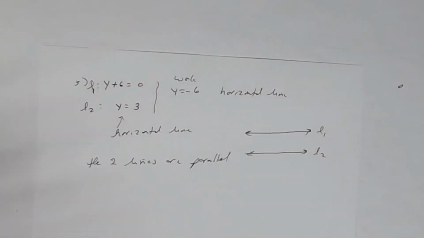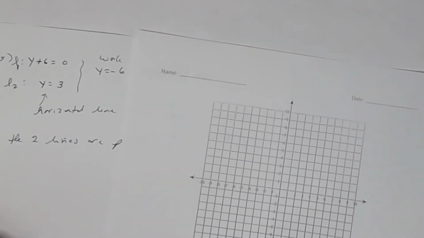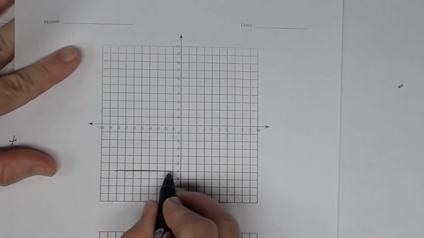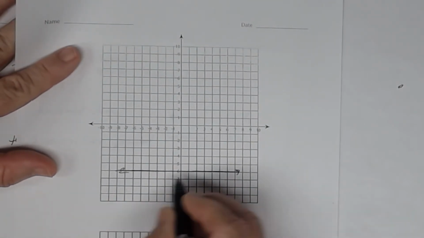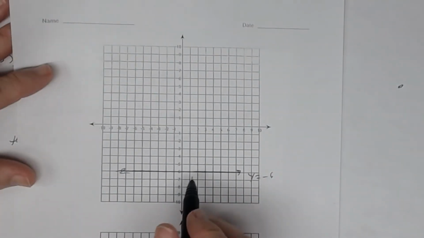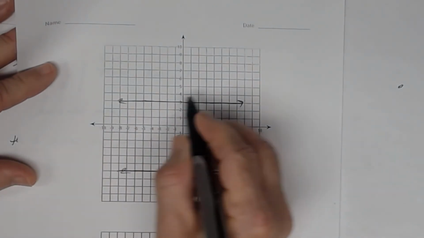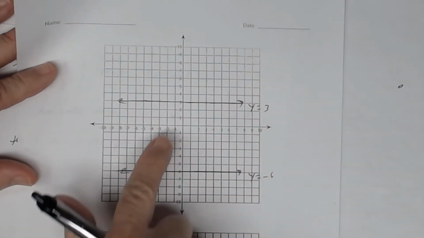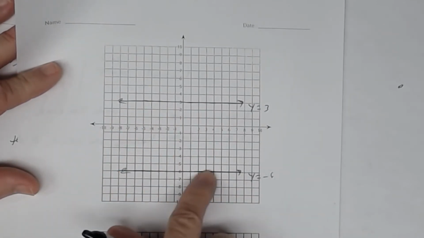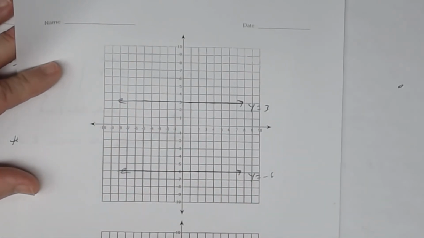Now I just want to show you, if you were to graph this, see what you would get. So look, here's y equals negative 6. Y equals negative 6 is right here. So y always equals negative 6. Y equals negative 6 is a horizontal line. Y equals 3, the other one, is right here. This is y equals 3. What do you notice about those two lines? Those two lines are parallel. Horizontal lines that are distinct are going to be parallel.